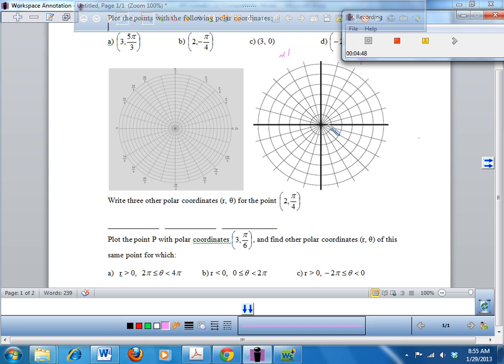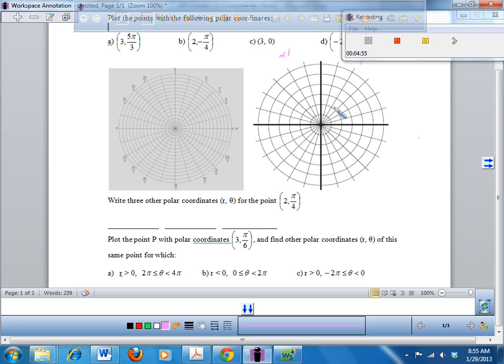Now I am. So to get here, I go over 2, and I rotate through pi over 4, right? And what they want to know is how else could I get to this point? Lots of different ways. Who can give me one way I can get there, other than just coming out on that?